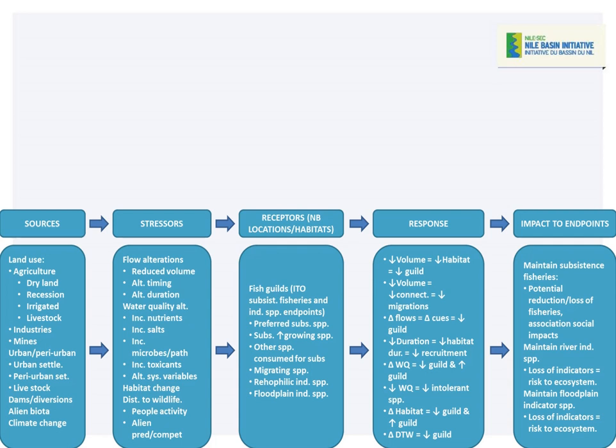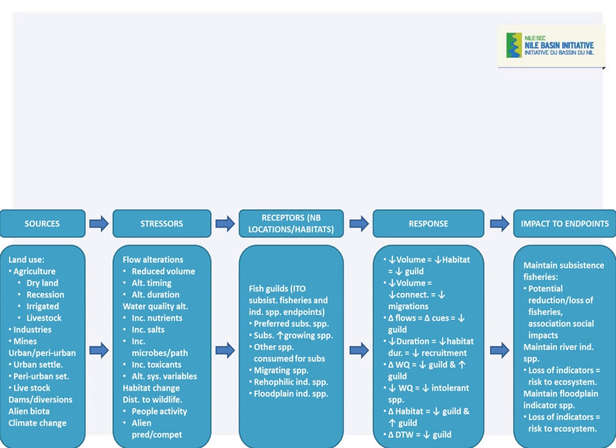Here you would look at, or we would know, in the context of maintaining subsistence fisheries and maintaining indicator riverine species and maintaining floodplain species, what were the different types of stresses, how these activities would result in stresses, how you would have flow alterations and what that would be, that you would have reductions in flows, you would have changes in the timing of flows, you would have changes in the duration of different flows, you would have impacts affecting water quality, including nutrients, salts, microbes, and different pathogens or toxicants, and system variables, for example. So we know, and we've got some understanding of, how these different types of sources contribute to the formation of these different types of stresses.